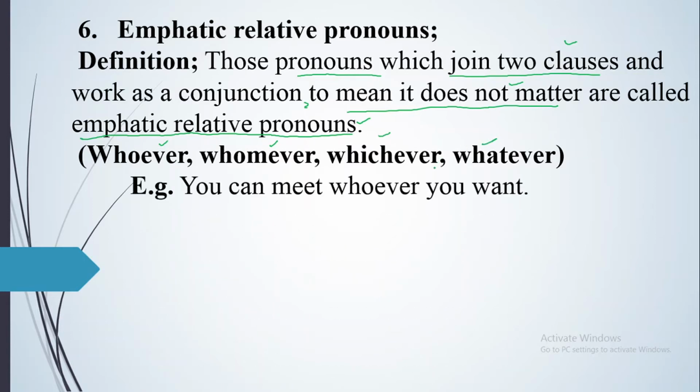Example number one for whoever: you can meet whoever you want. It is used for a person as a subject. You can meet whoever you want means no matter. You can meet, that is, there is no objection. And whoever is the conjunction which is joining "you can meet" with "you want".